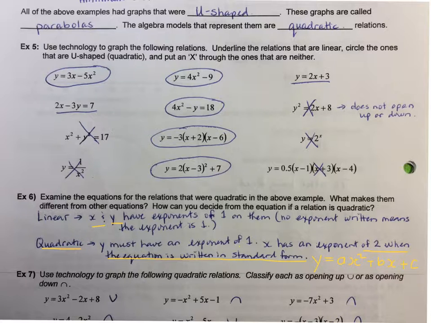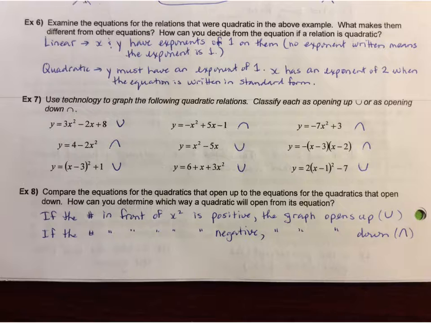Now, example number 7, you're asked to graph them and decide if they're opening up or opening down, and then number 8 is asking you to see if you can figure out the connection. I'm going to go forward to that. If you haven't done that, put it on pause and try it, and then go on.